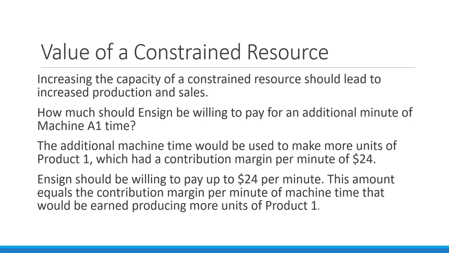Increasing the capacity of the constrained resource should lead to increased production and sales. So how much would we be willing to pay for an additional minute of machine A1 time? The additional machine time would be used to make more units of product 1, which has a contribution margin per minute of $24. That means that we would be willing to pay up to $24 a minute to increase the capacity on this. If we were looking at buying a second machine, this would be part of our analysis on whether that machine was a worthwhile purchase or not.